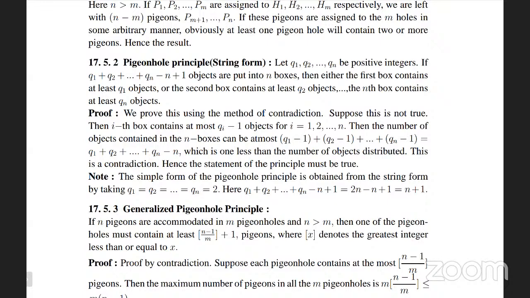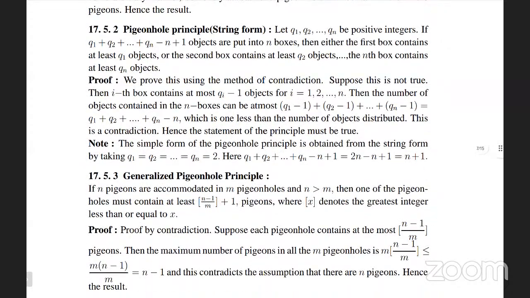Now, let Q1, Q2, and so on up to Qn be positive integers. If Q1 plus Q2 plus so on Qn minus n plus 1 objects are put into n boxes, then either the first box contains at least Q1 objects, or the second box contains at least Q2 objects, and so on, or the nth box contains at least Qn objects. It means that all the objects should be adjusted into the available elements. That is called the pigeonhole principle for the string form.